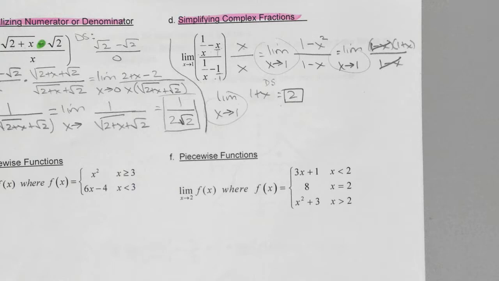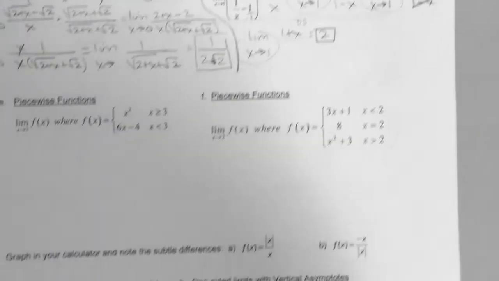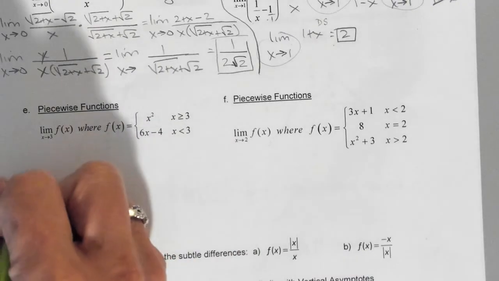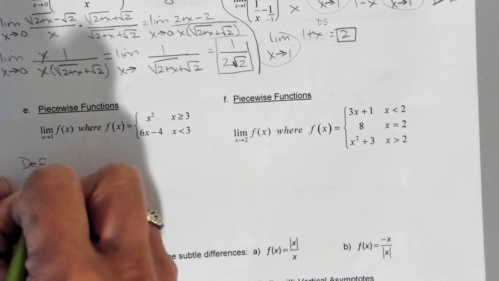Okay, everybody good? Polynomial. You might have to factor. Always try direct substitution first. That's our ultimate goal because that's the quickest, easiest, and fastest way to evaluate a limit. Direct substitution. All right? So piecewise functions, we actually need to go back to what the definition of a limit is. So I'm going to review that right here. So the definition of a limit.